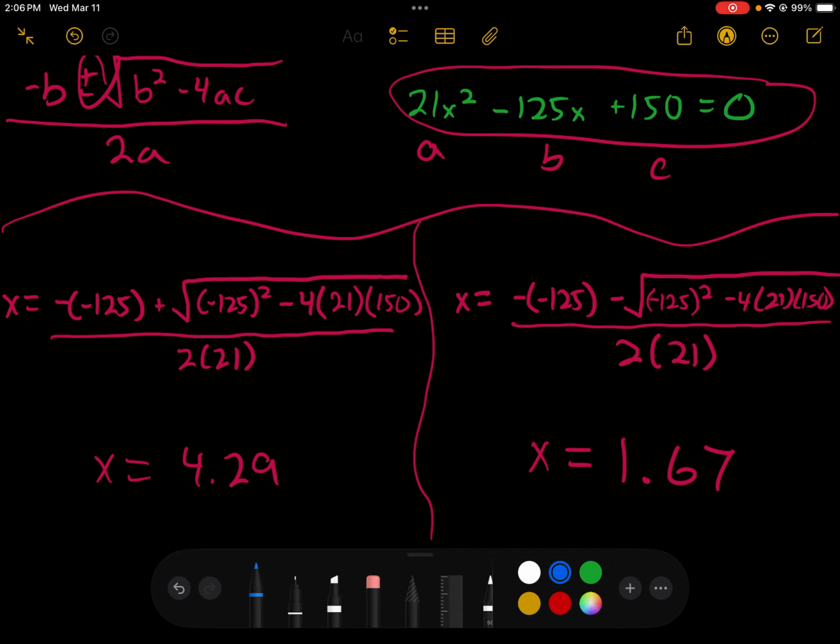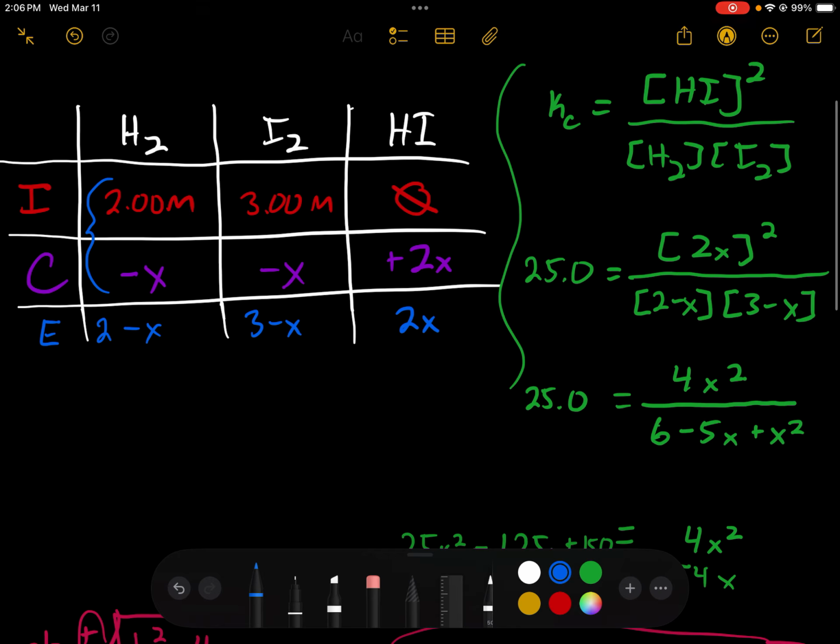Okay. So given that information, we need to evaluate which value of x actually makes sense for my equilibrium calculation. And to do that, we have to go back up and look at our equilibrium row. So again, keeping in mind that our possible values are 4.29 and 1.67. If I look up here, if I take 2 and subtract 4.29 from that, I end up with a negative value, and that is impossible. If I subtract 4.29 from 3, I also end up with a negative value, and that is again impossible.